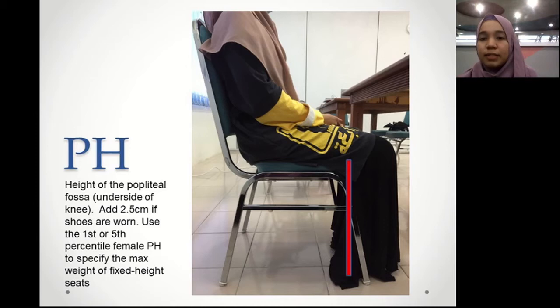Then popliteal height. Popliteal height is the height of the popliteal fossa, which is the underside of the knee. So you have to add 2.5 centimeters if the shoes are worn. Then use the first or fifth percentile female popliteal height to specify the maximum height of the fixed-height seats.